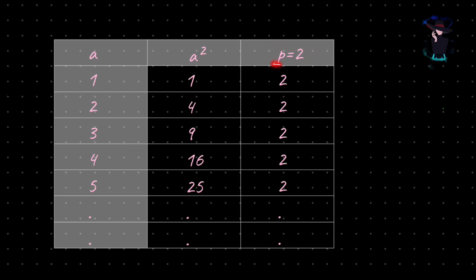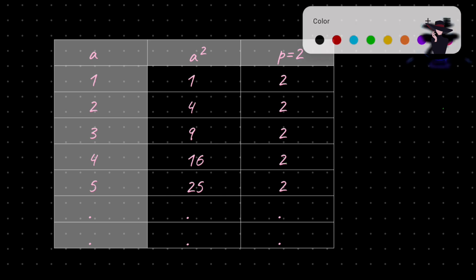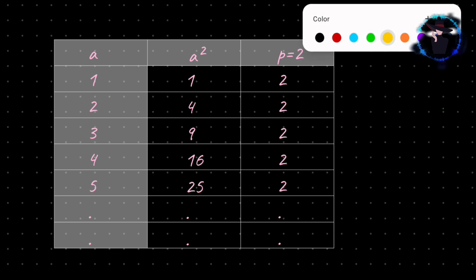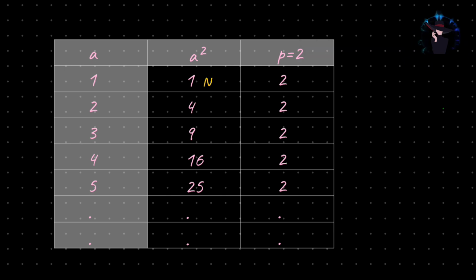Let's assume the value of P as 2. Can 2 divide 1? No, it doesn't, which is false. Can 2 divide 1 again, which is A? No, the answer is false as well. So we should write no here and move on.